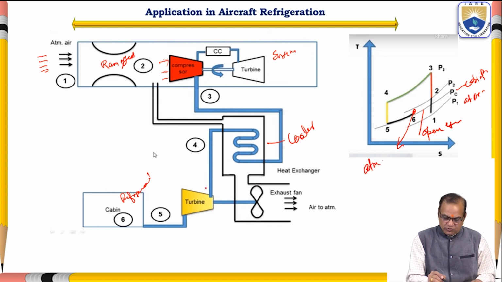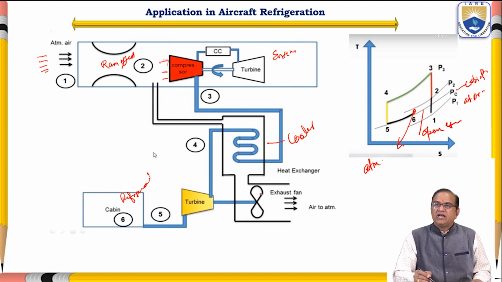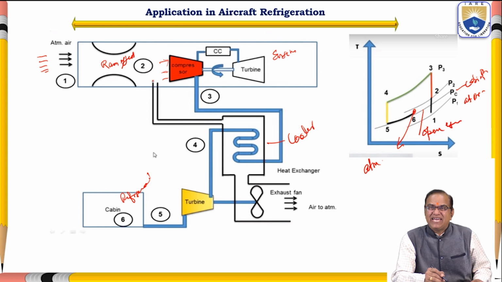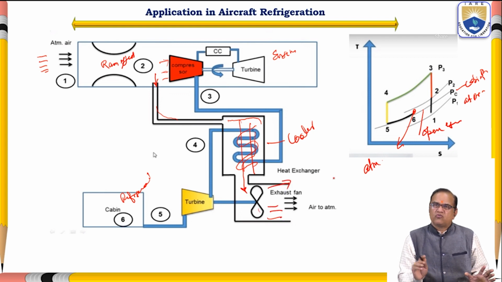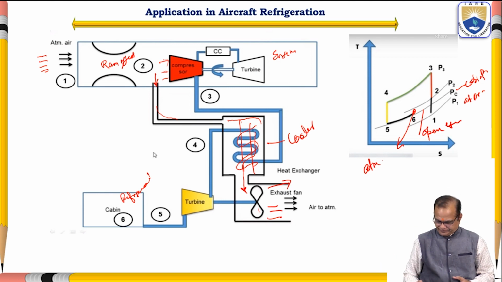Due to the rotation of the turbine, a fan is also used. This fan is sucking the air which is entering from here. This air is sucked by this, and this is cool air. This cool air is cooling this pipe and entering here, and this air is exhausted from here and goes to the atmosphere. So in this way, the cycle is completed.